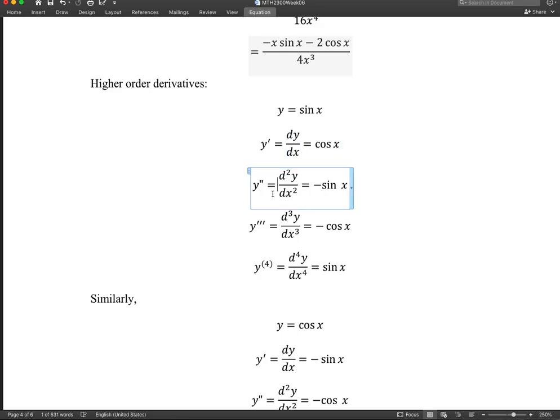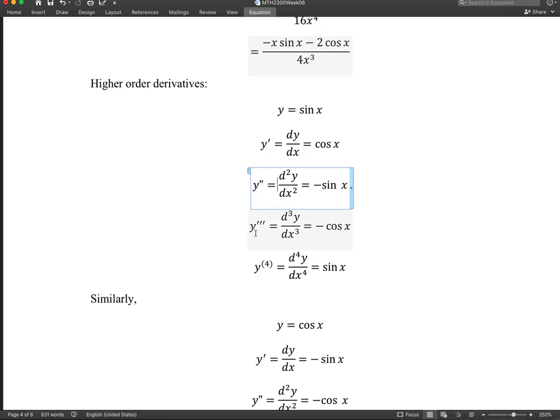And then this notation, y double prime, is the second order derivative. I also want you to know we have the d dx notation for the second order derivative. It is written as d2y dx2. That's for y double prime. And it is a derivative, right? So the derivative of cosine turns out to be negative sine.